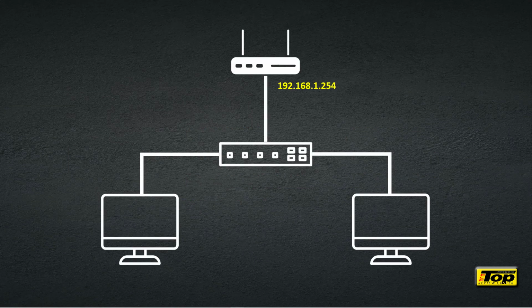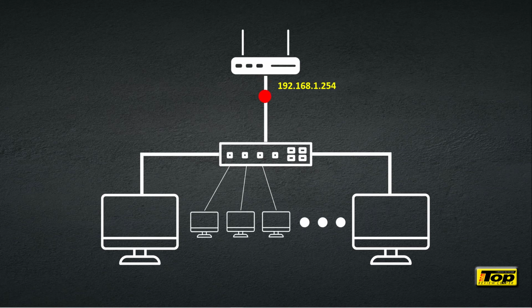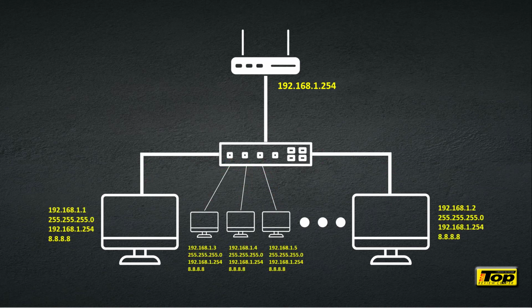DHCP will do all this for you. It will automatically configure each of the device's IP addresses, subnet mask, default gateway, and DNS addresses. With the help of DHCP, you can be sure that there will be no IP address conflicts.